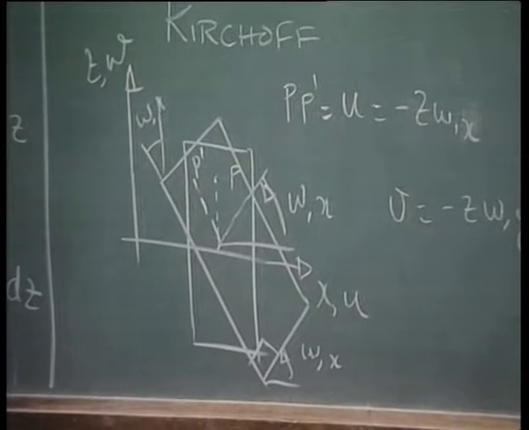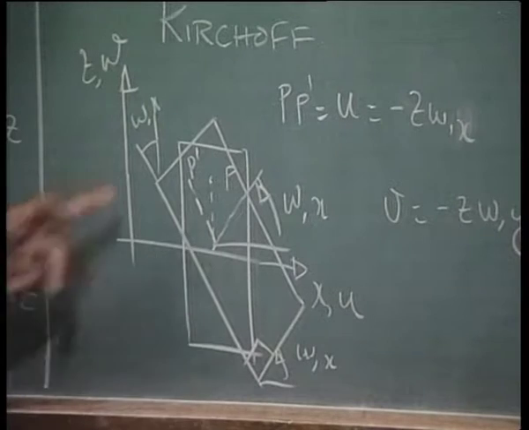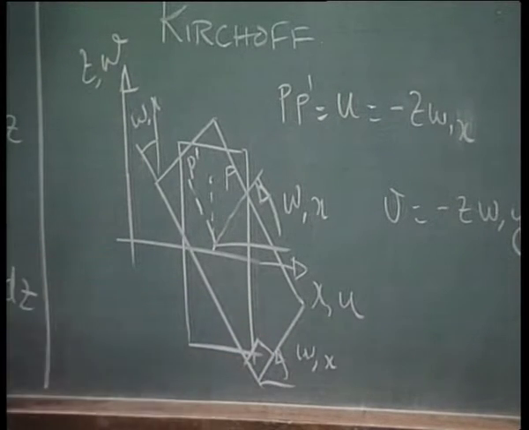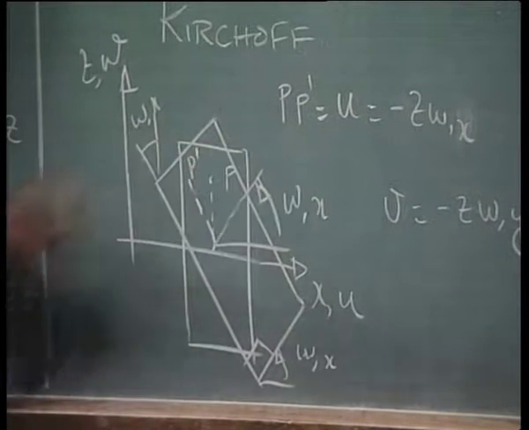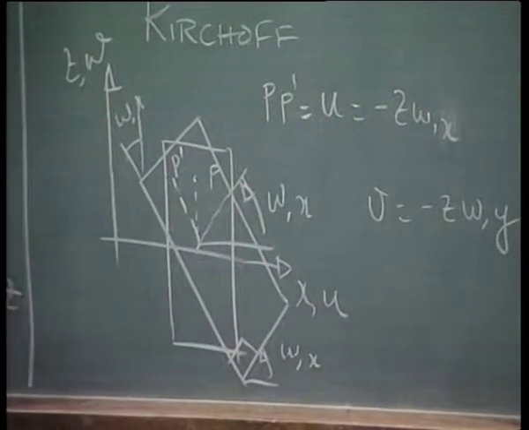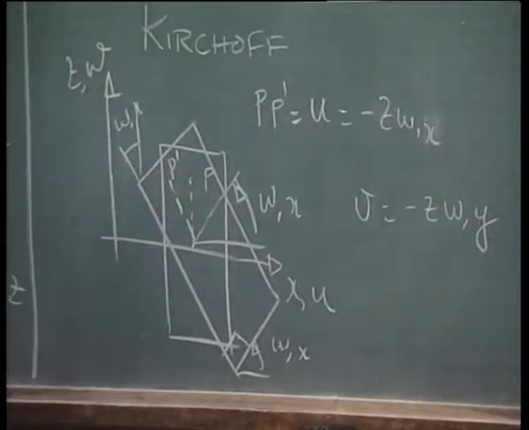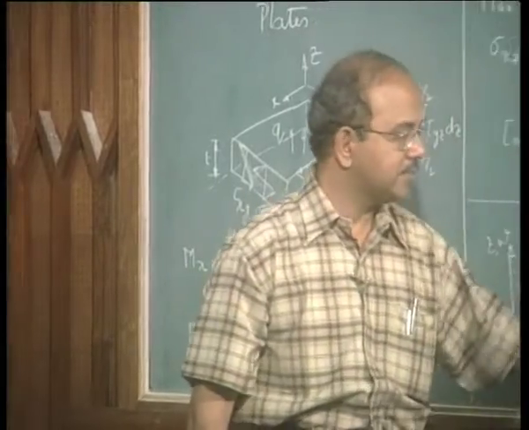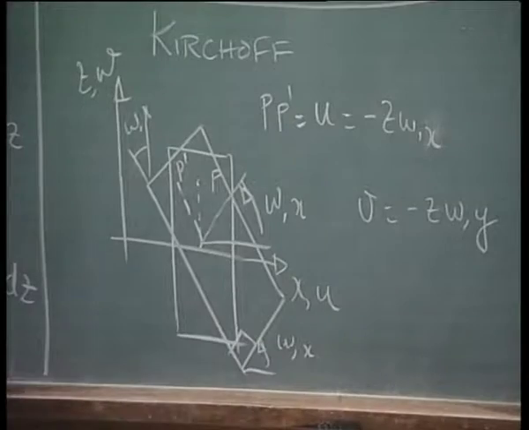Plane sections remain plane, which probably many of you are familiar with. That's not the only condition, but also that they remain perpendicular. What is the result of this? The displacement of, say, a point P in the u direction can be written as minus z w comma x, and that in the v direction can be written as minus z w comma y. So that is the Kirchhoff theory.